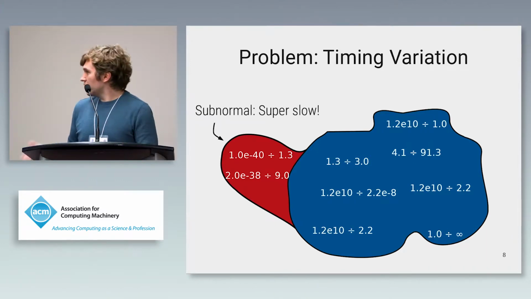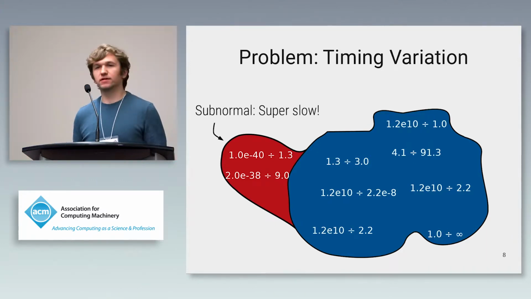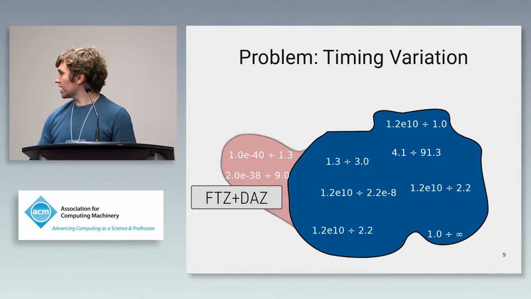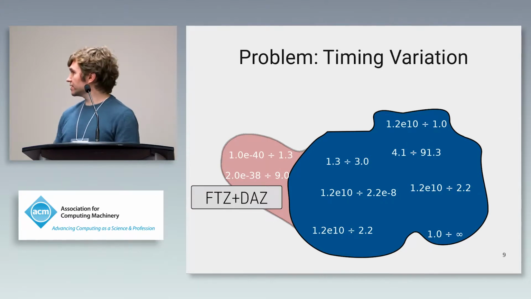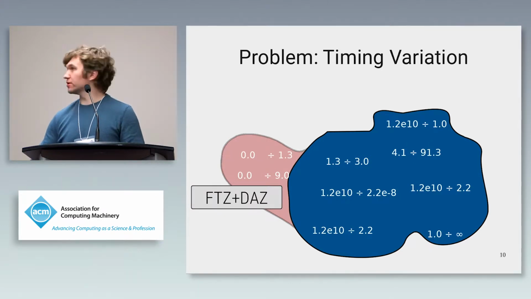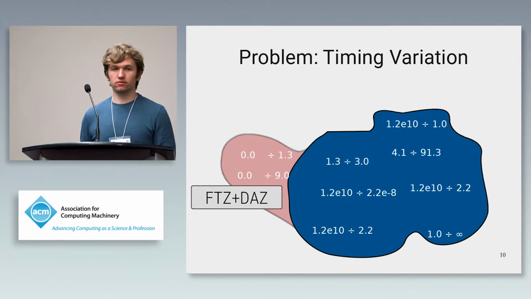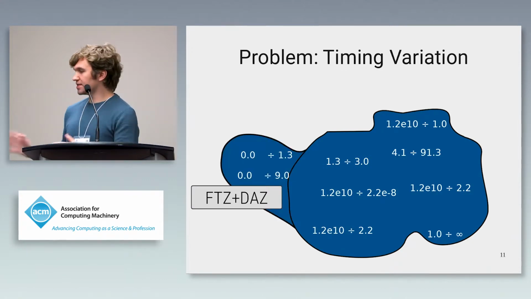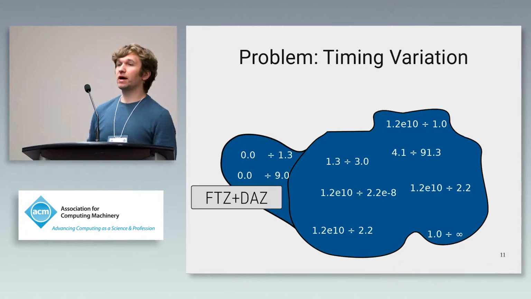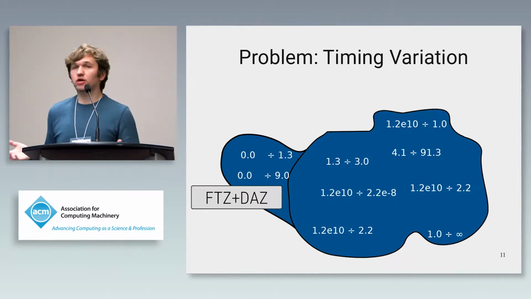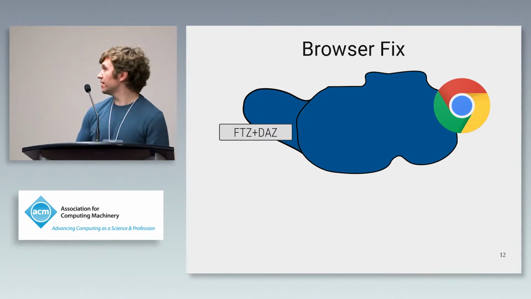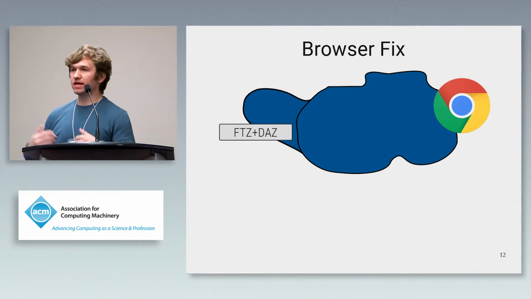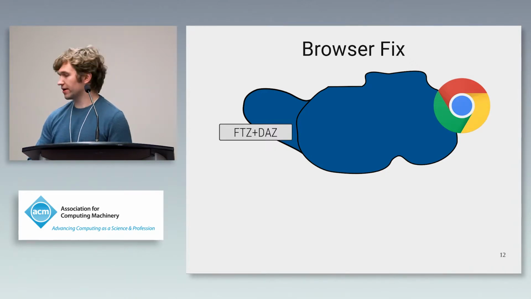Now, if you know this and you want to fix this problem so that these things execute in the same amount of time, you might know to use the FTZ and DAZ flags. What these flags do is they essentially eliminate the subnormal numbers by replacing them with 0. In this way, it makes it so that everything takes about the same amount of time. This sounds like a great fix. And this was exactly what Chrome did in order to fix this issue with being able to extract pixels using timing variation.